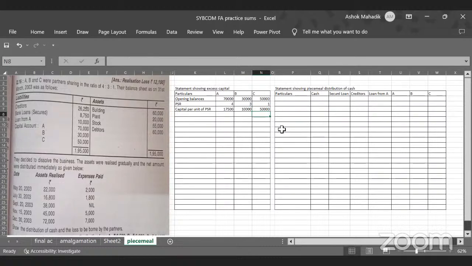Once you write the opening balance, add reserves. After that, you start with this step. You start writing the opening balance. After that, write PSR, and divide the opening balance or adjusted capital by PSR. You get capital per unit of PSR. Now we have to take the least capital per unit as base. So which one is the least? 10,000. Okay, so I'll put a box around it, or I'll make it bold.